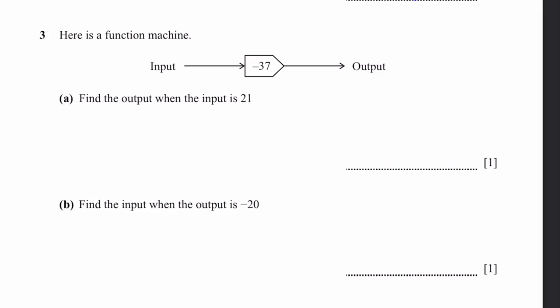Question 3. Here's the function machine. The input minus 37 is the output. A. Find the output when the input is 21. So when the input is 21, output O will be 21 minus 37, which is equal to negative 16. That's the answer. B. Find the input when the output is negative 20.